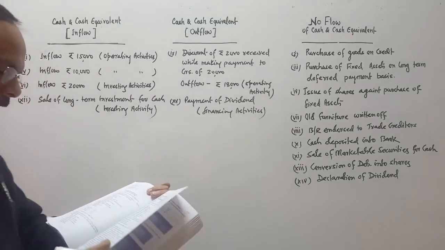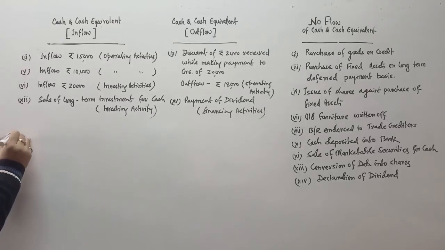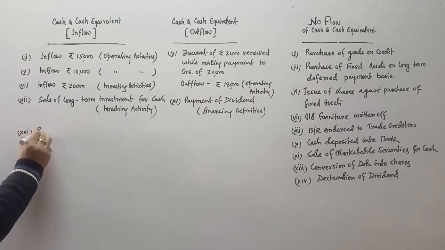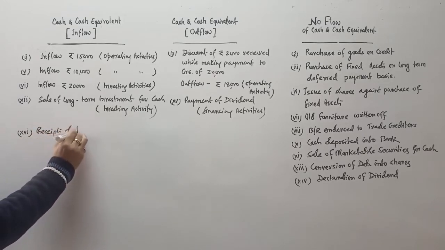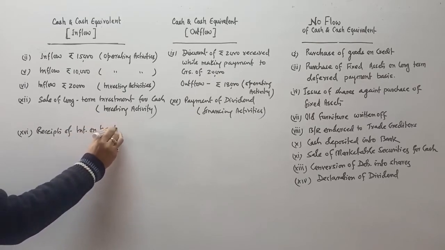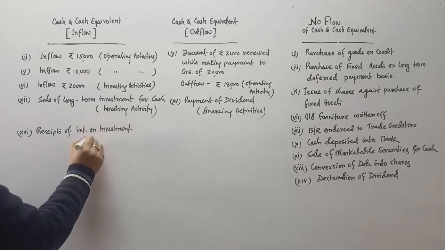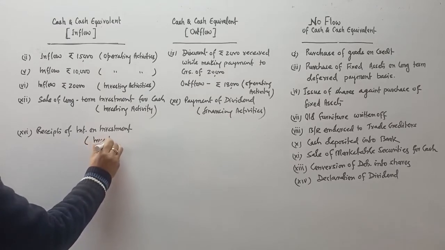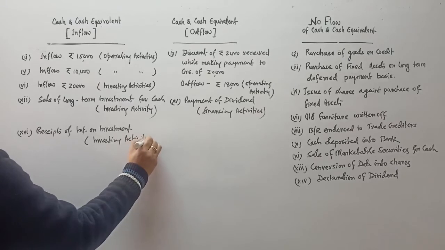Next is receipt of interest on investment, number 16. Receipt of interest on investment is an inflow. And under which activities? Receipt of interest comes under the investing activities. Inflow under the investing activity.